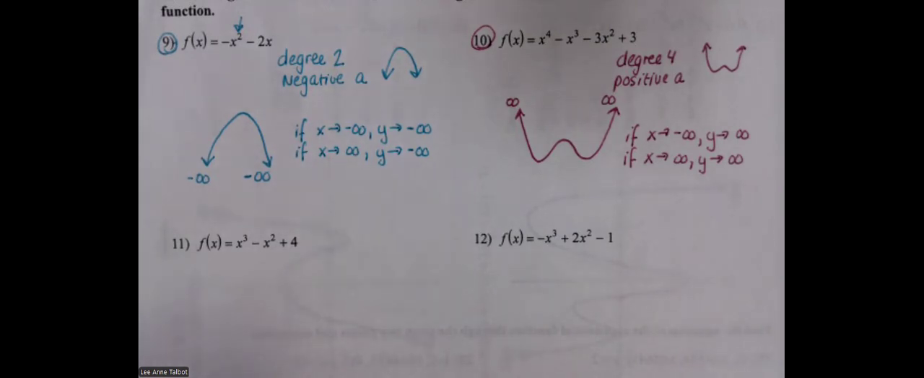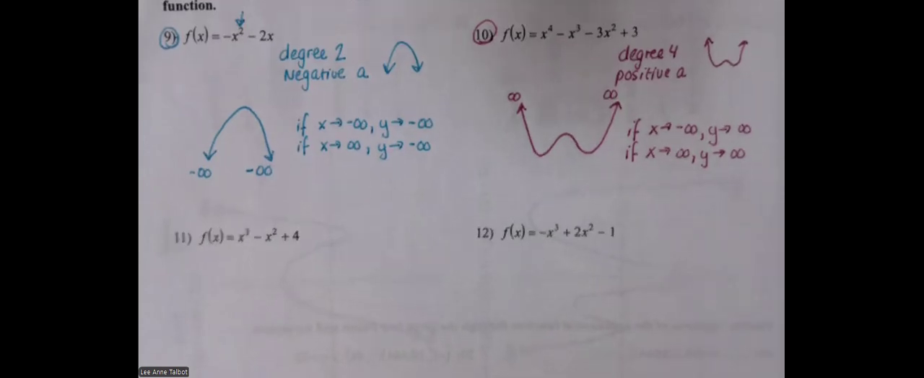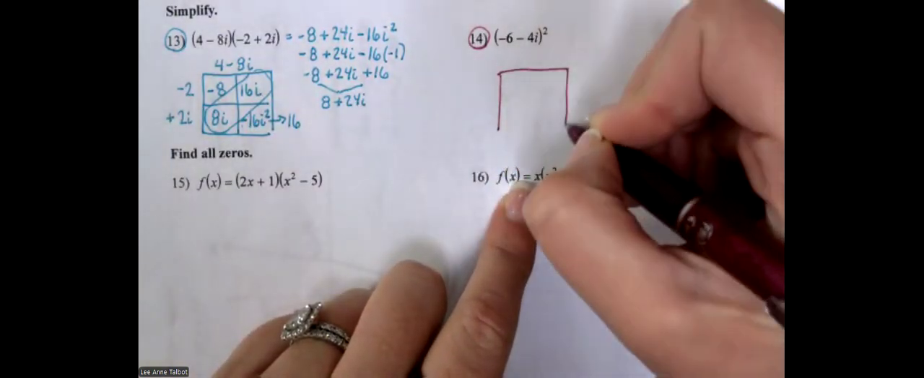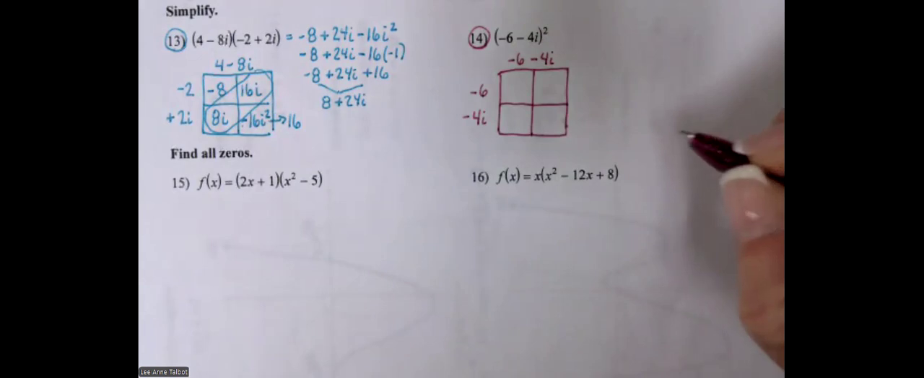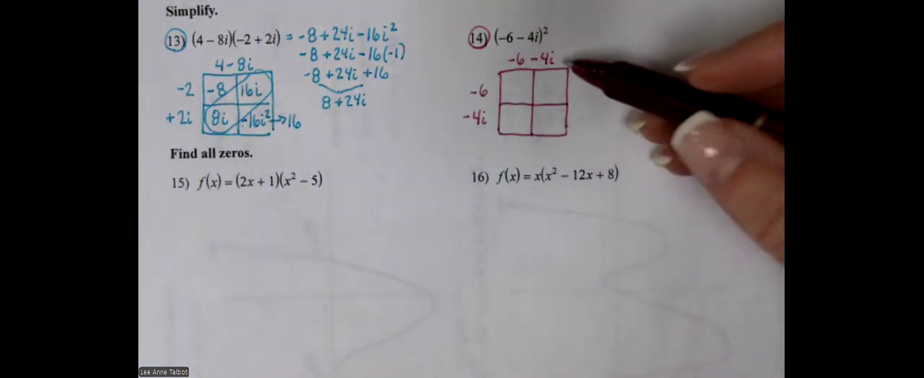Okay, now move down to number 14. This one needs a box. It's squared, so that means I'm going to have the same thing on the top and the side. I want to make sure that you guys see that this is not a conjugate. The conjugate would be plus and minus. This one, they're both minus. So it's not a conjugate, which is unfortunate because that means I need to do all the boxes.